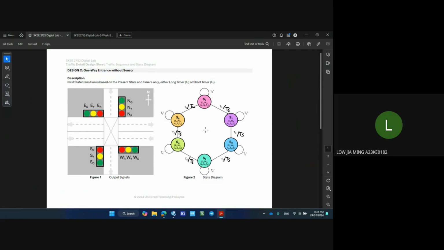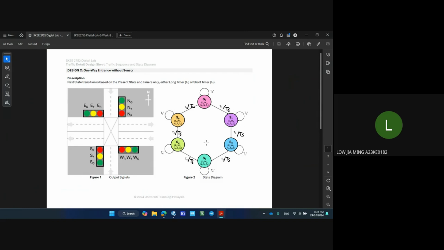For this state diagram, it consists of 6 states, S0 to S5, each representing different configurations of green, yellow, and red lights for the 4 directions, which are east, west, north, and south. The state transitions are also driven by 2 timers. One is a long timer, which we call TL. The other is a short timer, TS.